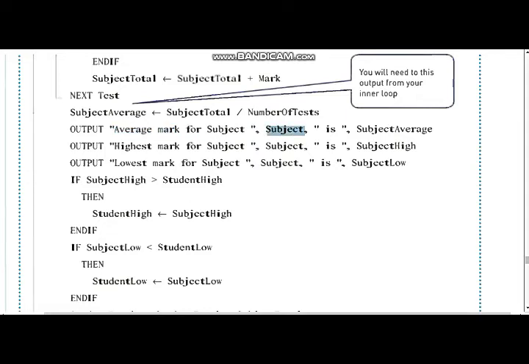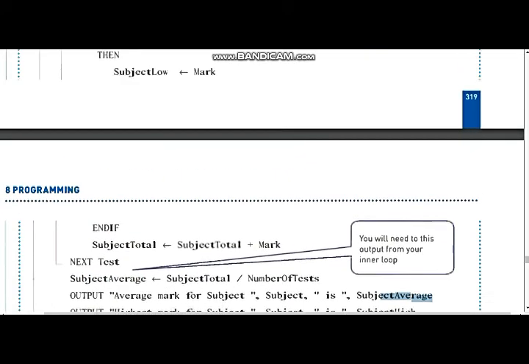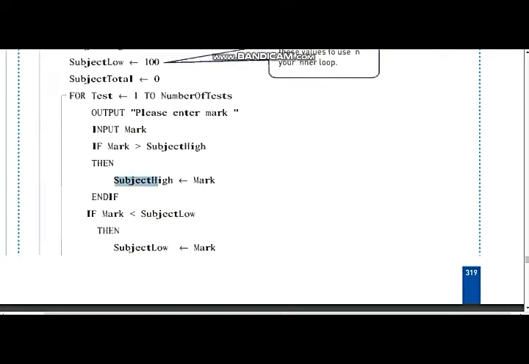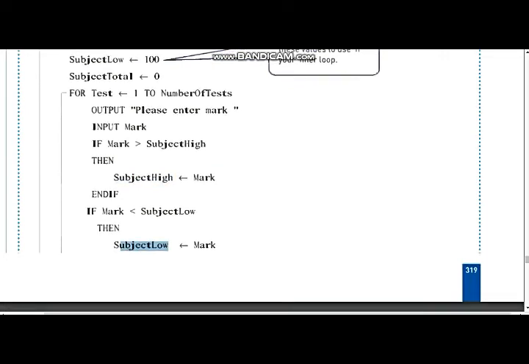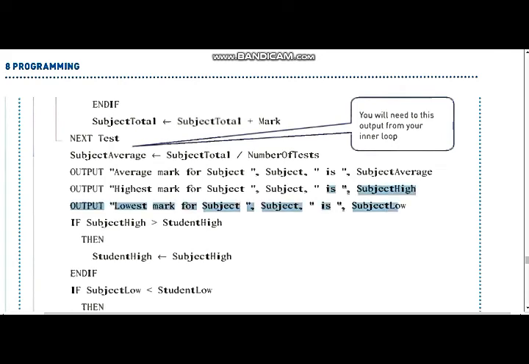This subject will save a value of 1, because only one subject will be considered. This subject's average that we have just calculated will be saved over here, which will be printed over here. Subject high and subject low have just been calculated, so they will also be displayed.